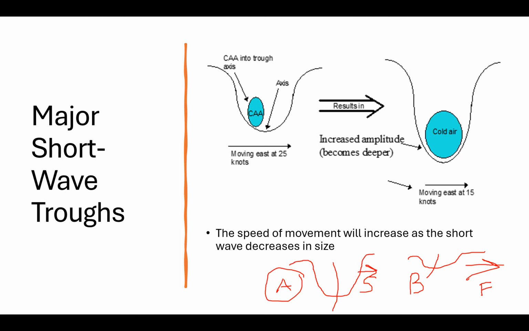All right, so take a look at this. At the top, cold air advection, colder air moving into the trough axis, represented by the letters CAA, is deepening this long wave trough axis, got it? And that's going to result in the system moving to the east at 25 knots. You increase the amplitude and this thing's going to move even slower. Look at now, it's moving 15 knots to the east, increasing the amplitude. Kind of what I covered down here, but just showing it up here as well.